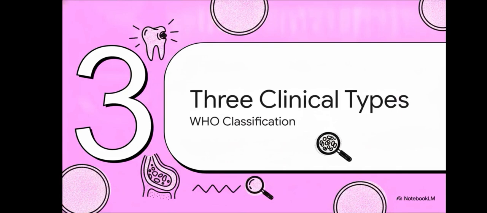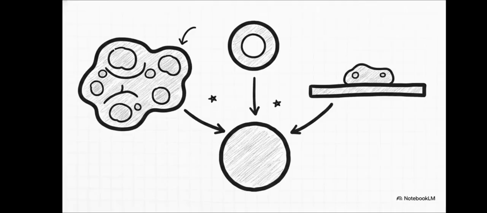Okay, Section 3, the 3 clinical types. Let's explore the clinical types of ameloblastoma. The current World Health Organization classification divides them into 3 main categories: the solid or multicystic type, the unicystic type, and the extraosseous or peripheral type. Categorizing them like this isn't just a dry textbook exercise. It actually dictates how the tumor behaves in the patient's jaw and directly informs our next clinical steps.